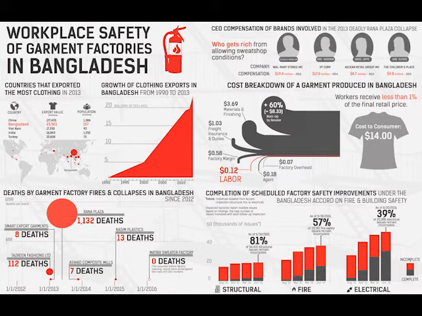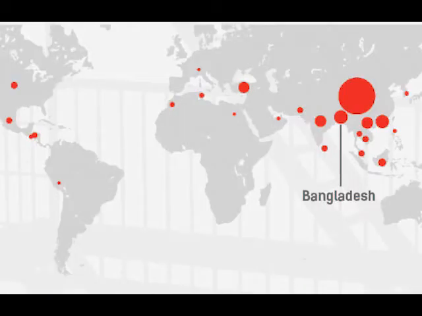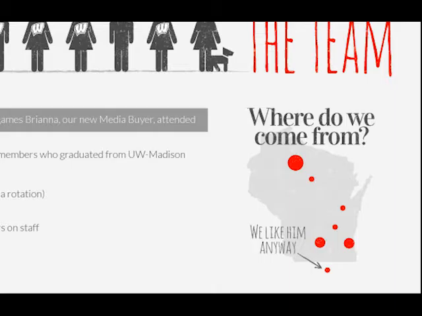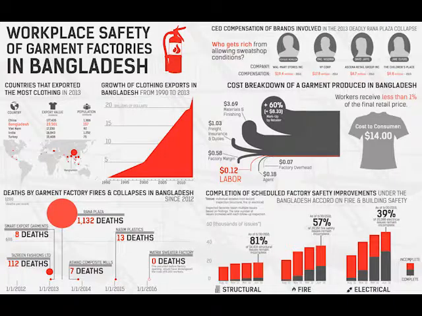In my infographic, I emulated my color model in many different ways. Most apparent is the use of red to highlight important data. For example, I used scaled red dots on the map to show different clothing exporting countries, similar to how a map was encoded in my color model.